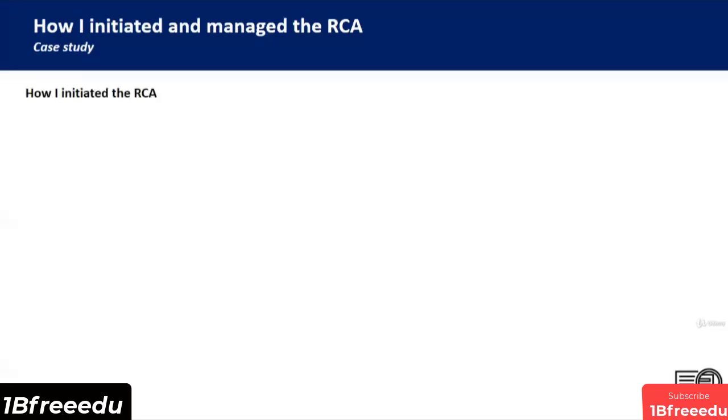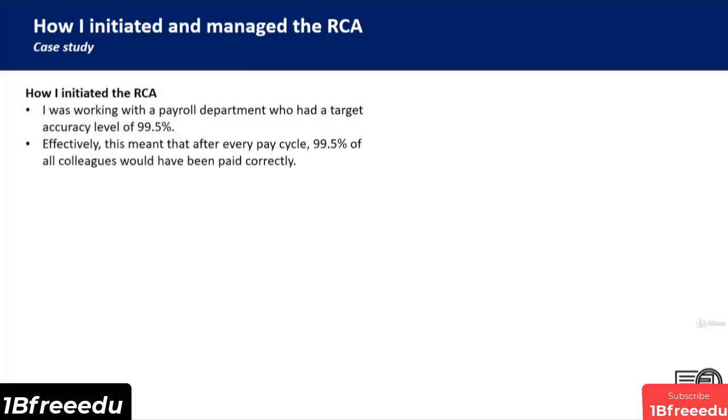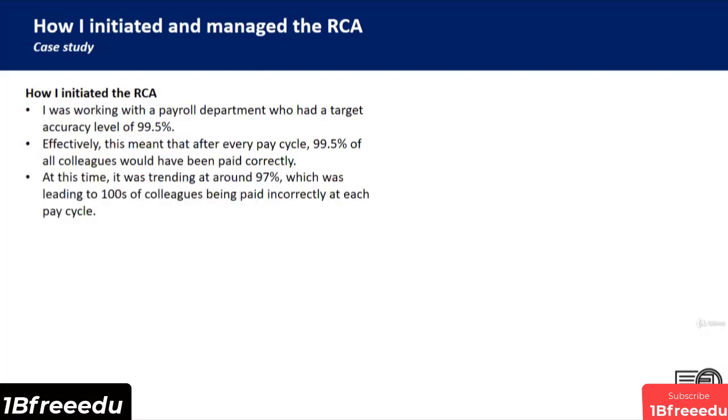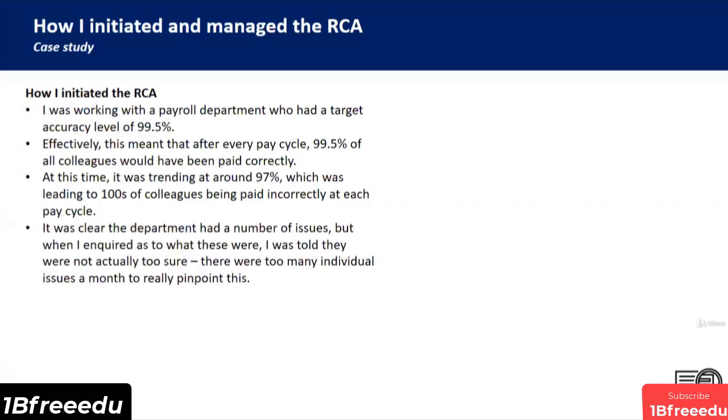So firstly, let's look at how I actually initiated the root cause analysis. I was working with a payroll department who had a target accuracy level of 99.5%. So effectively, this meant that after every pay cycle, 99.5% of all colleagues would have been paid correctly. Now, at this time, it was trending at around 97%, which was leading to hundreds of colleagues being paid incorrectly at each pay cycle. And it was clear the department had a number of issues. But when I inquired as to why these were, I was told they were not actually too sure. There were too many individual issues a month to really pinpoint this.